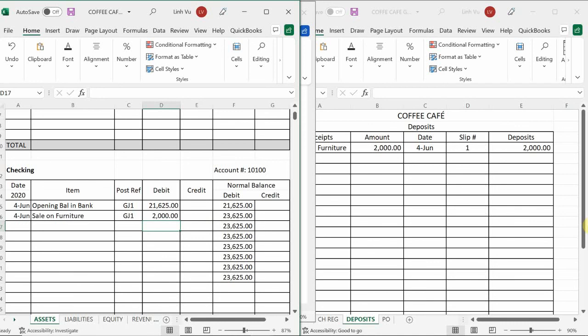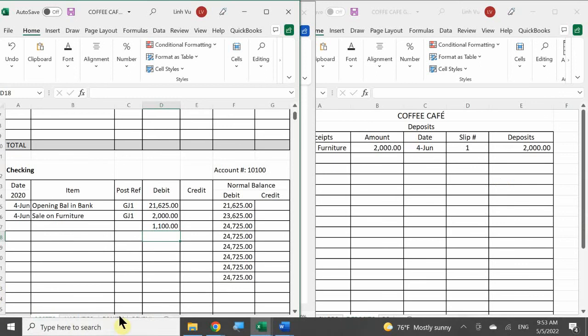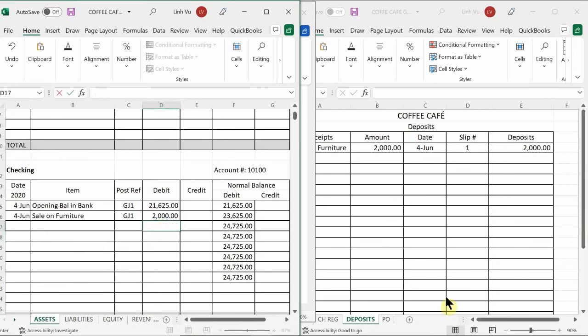Let's say I gained more money. Let's say I gained a sale, right? And let's say it got me $1,100. If I type it in here and I press enter, it should automatically add the $1,100 to my previous balance. So here you go. Now it's increased my checking account from 23,625 to 24,725. So in this case, that's how we use Excel to do the math for us. Okay, so I'm going to clear that out because we don't need that.